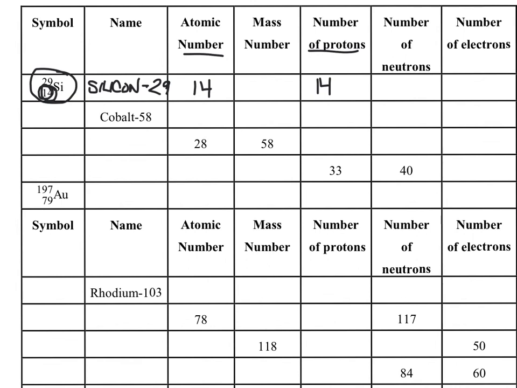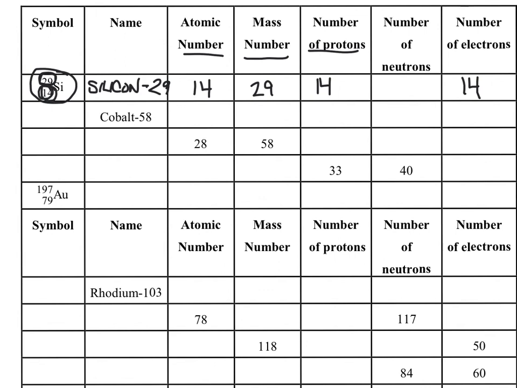Now, since the proton number is 14, we know that all of these we're assuming are neutral. That means that the number of electrons must be equal to the number of protons, because 14 positives plus 14 negatives ends up equaling 0, or a neutral charge. Okay, from there, let's look for mass number. Mass number is given at the top of this isotopic symbol, so that's 29.